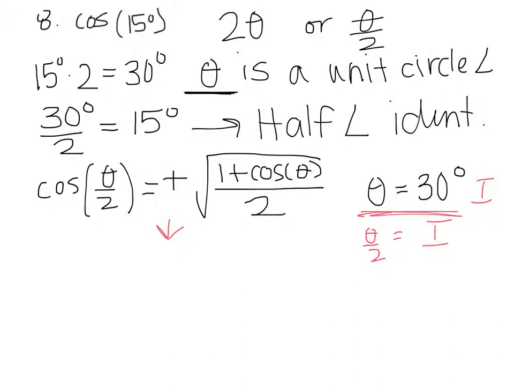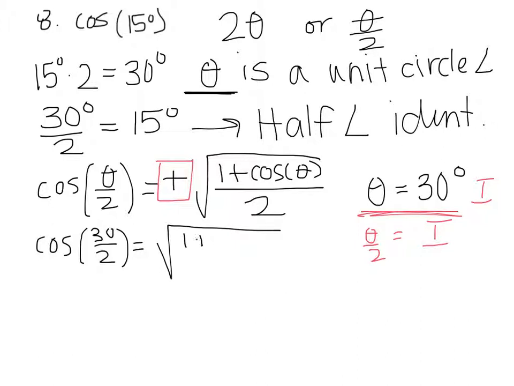And we know that in quadrant 1, all of these sine values and cosine values are positive. So what I'm going to do is erase this because I know I just need the positive value. So looking on your unit circle, you should find the cosine of 30 degrees, and the cosine of 30 degrees is √3 over 2. So I can start to fill this in. Cosine of 30 over 2 is the square root of 1 plus √3 over 2, all divided by 2. Now this is going to take a little bit of fraction inception and finding a common denominator, but I am very confident that you can take it from here.